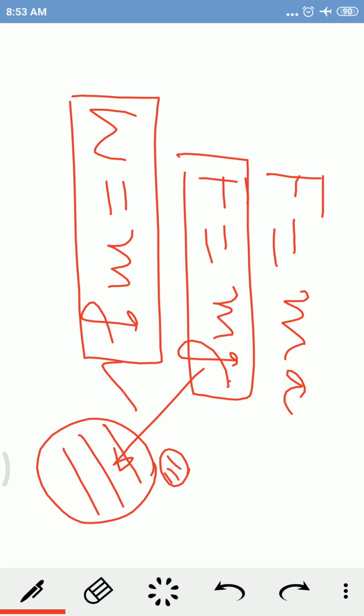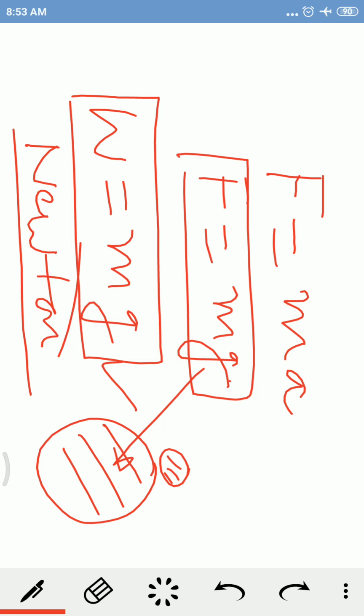W equals mg. Now as weight is the force by which our body is attracted towards the earth, its unit will be Newton. Whatever is the unit of force, that will be the unit of weight.